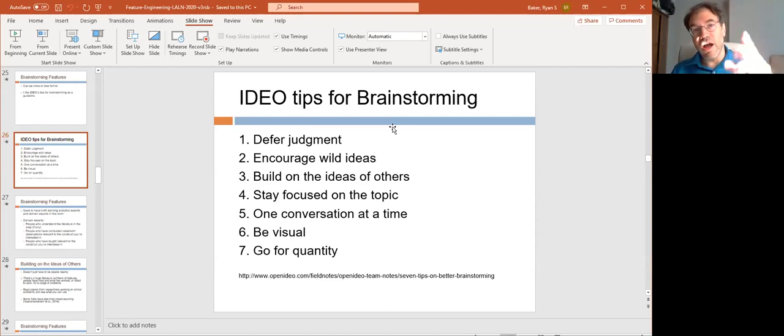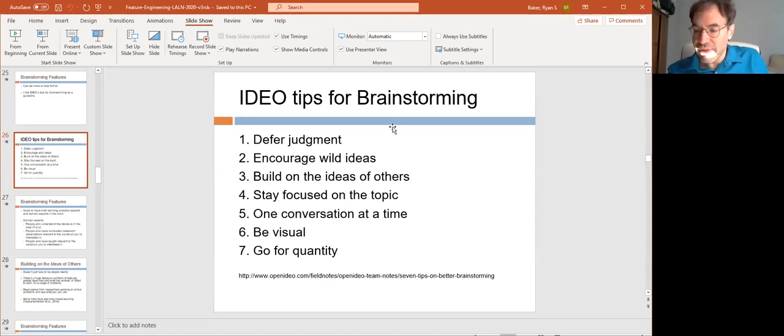Be visual. A little harder to do now in the era of COVID and Zoom. I mean, there are such things as interactive whiteboards, and you can take notes. How many of you actually do this, right? Like, you take notes on paper during a meeting? Probably not at this angle.